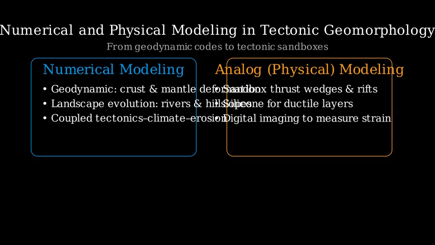Two complementary approaches. On the left, numerical modeling solves equations on a computer grid. On the right, analog modeling uses scaled, physical materials in a laboratory sandbox. Each has strengths and limitations, and together they provide powerful insight.